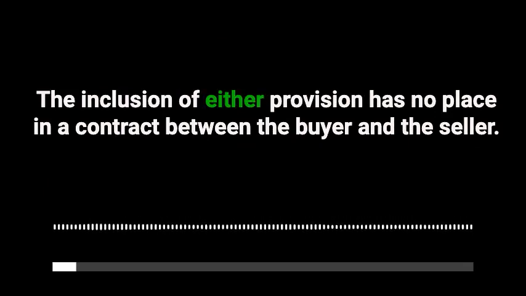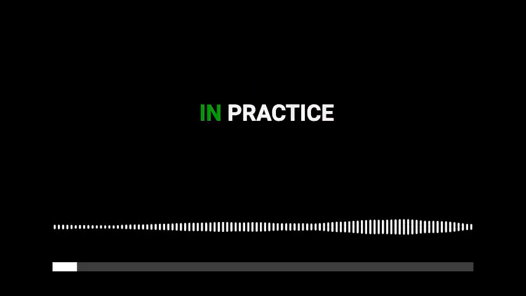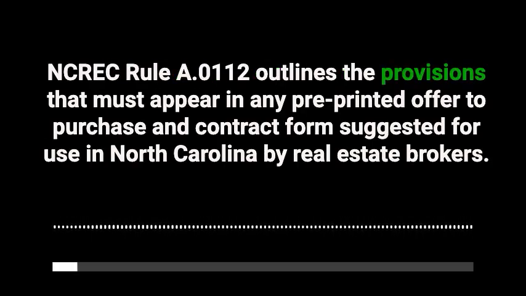The inclusion of either provision has no place in a contract between the buyer and the seller. A broker may not add either of these types of provisions, even at the instruction of a client. In practice, NCREC Rule A-112 outlines the provisions that must appear in any pre-printed offer to purchase and contract form suggested for use in North Carolina by real estate brokers.